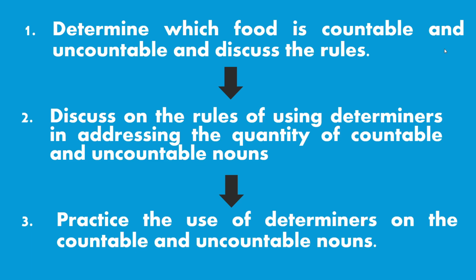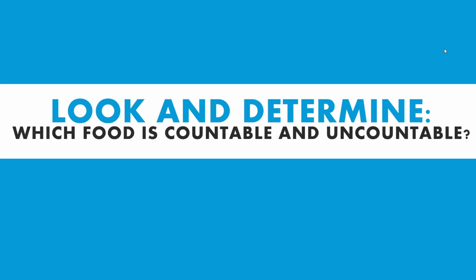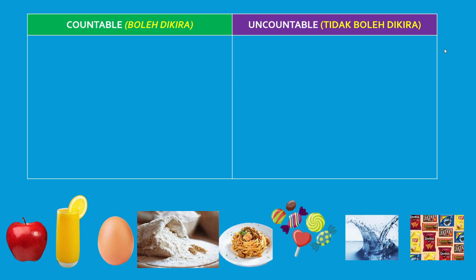Without further ado, let us move on to the first activity of our lesson today, which is to look and determine which food is countable and uncountable nouns. Now, let's take a look at these pictures and also the table. We are going to group these pictures according to its category, whether it's countable or uncountable. So we have apple, we have juice, egg, flour, pasta, sweets, water, and also snacks.